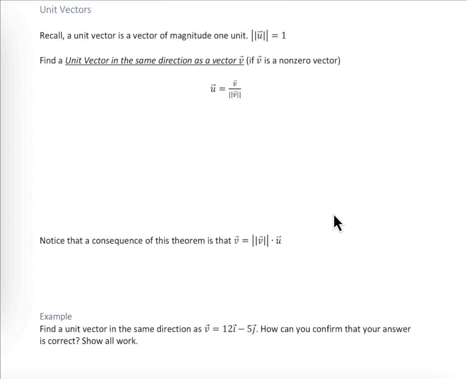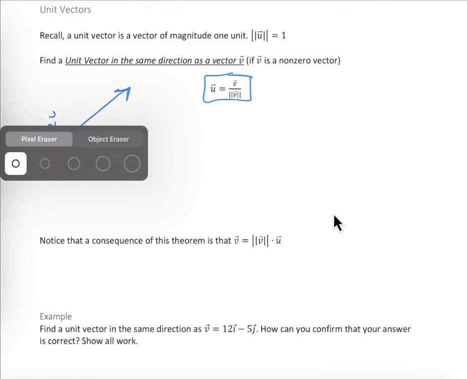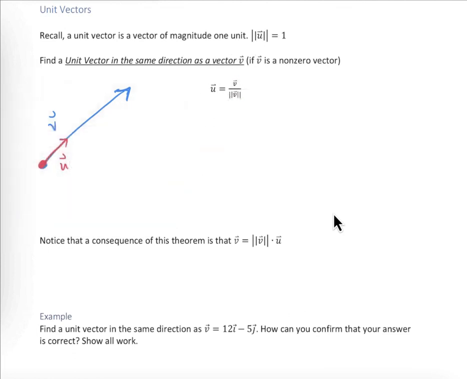So if we were given some vector v, and we wanted to find a unit vector that's in the same direction as v but has the magnitude of 1, we would use this formula here to obtain that. So to get a unit vector in the same direction as v, we would simply take v and then divide it by its own magnitude. Let's take a look at how and why that formula comes to be.